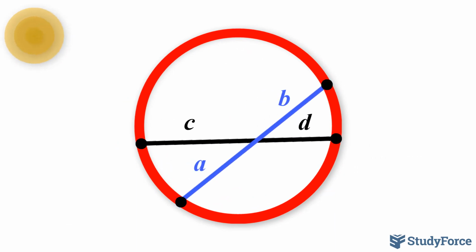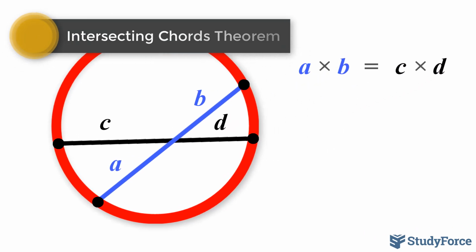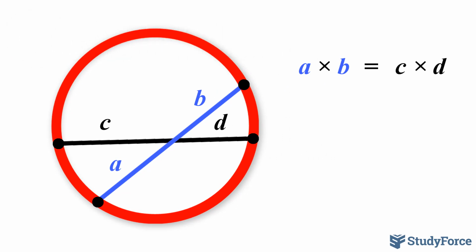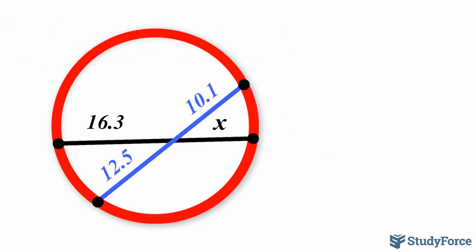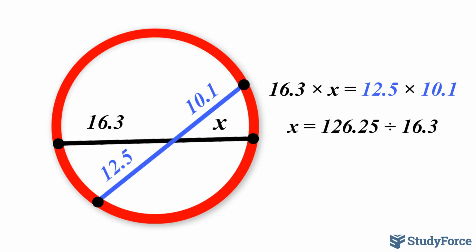Turning now from tangents to chords, if two chords in a circle intersect, the product of the parts of one chord equals the product of the parts of the other chord. Here, A times B equals C times D. For example, in the following setup, the value of x can be found by multiplying 16.3 by x and making that equal to 12.5 times 10.1. Rearranging for x, we find that x is 7.75.